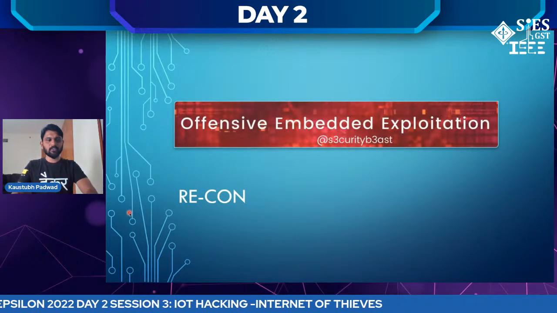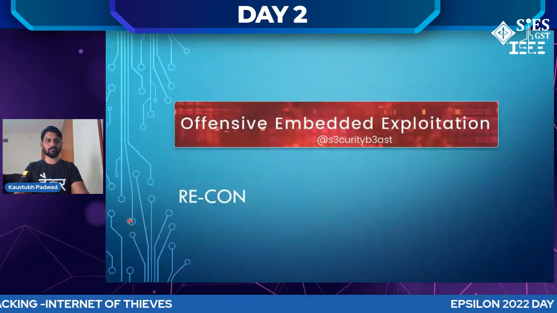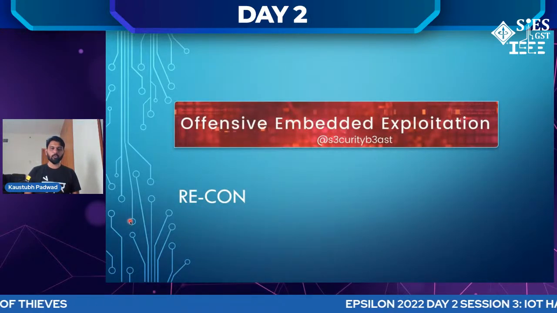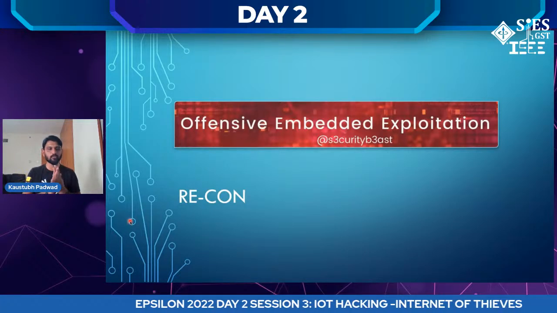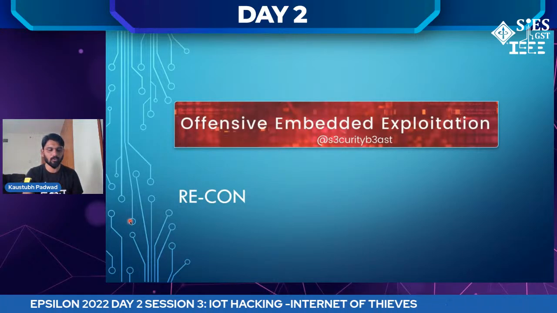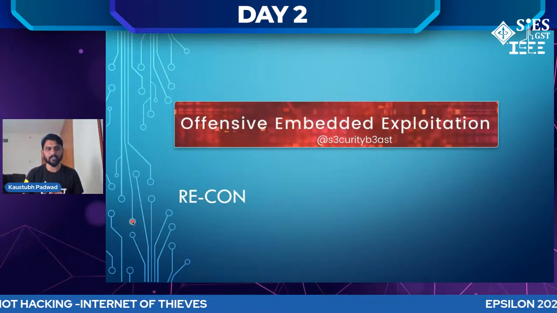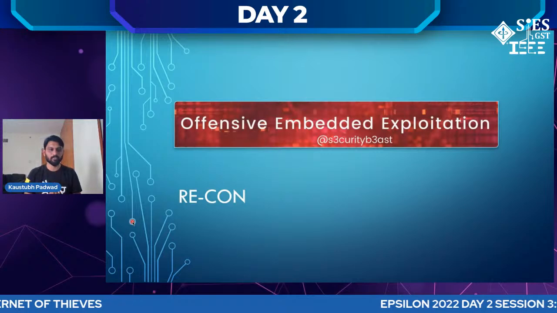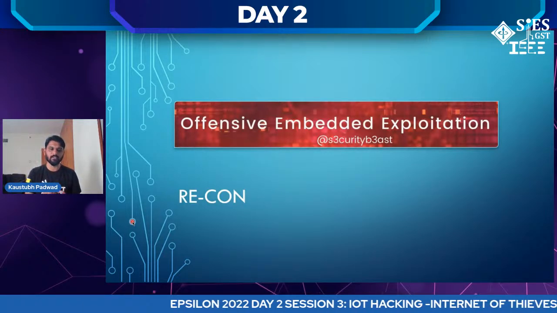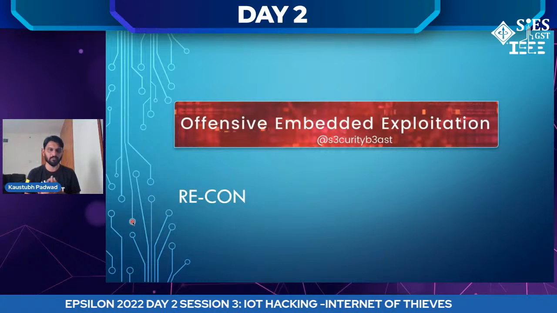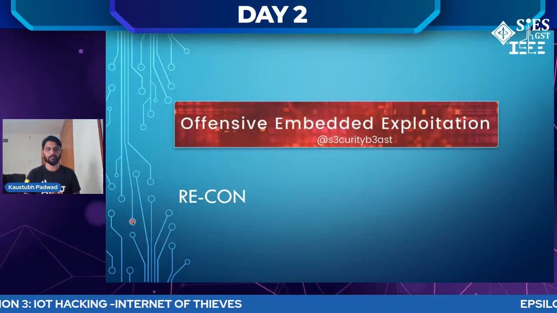Now the reconnaissance. As I told you before, the key component for pen testing is recon. The more recon you do, the more attack surface you will find, and that attack surface you can use for your pen testing or exploitation. So in IoT, I categorized this recon phase into two phases. One is active recon, when you connect to the device and try to identify potential entry points to the device, and second is passive recon.